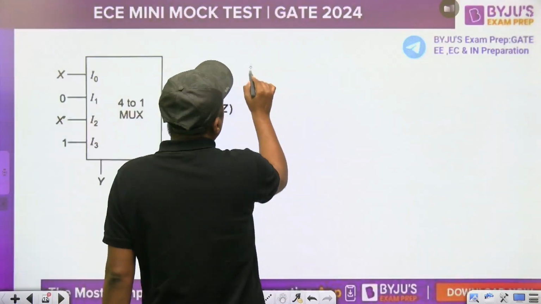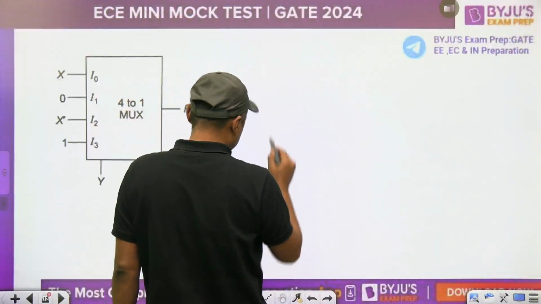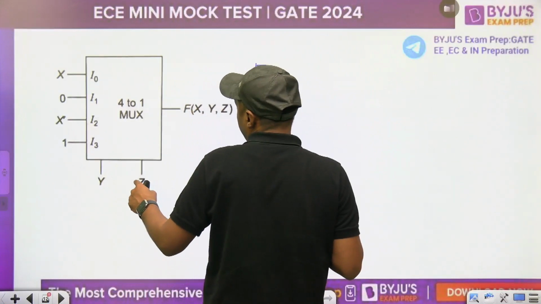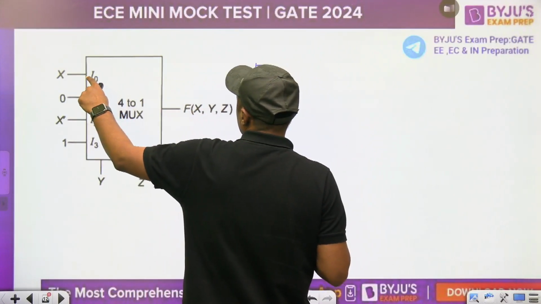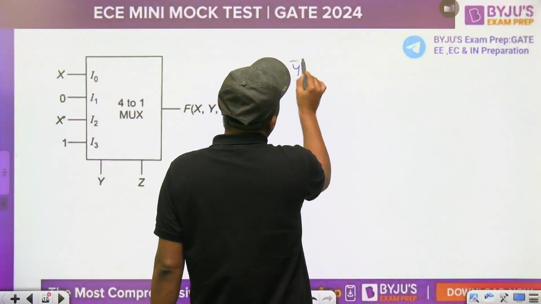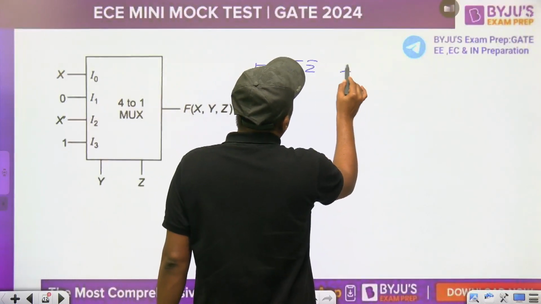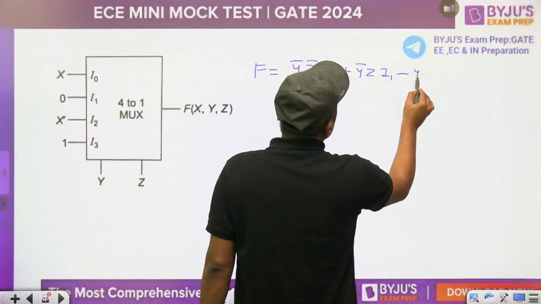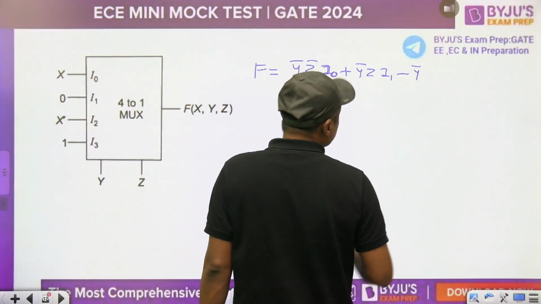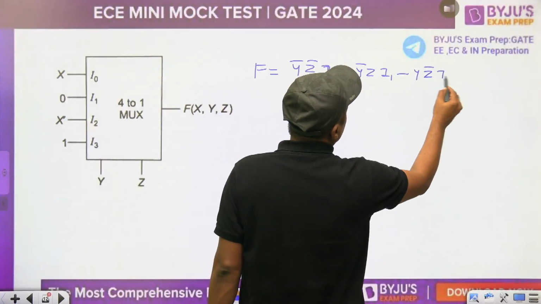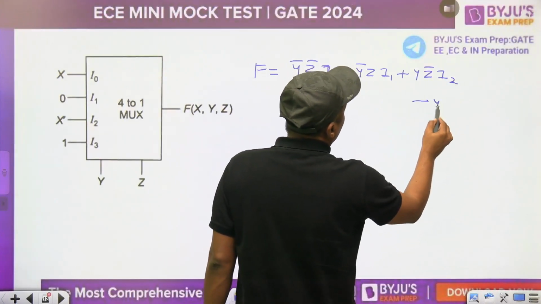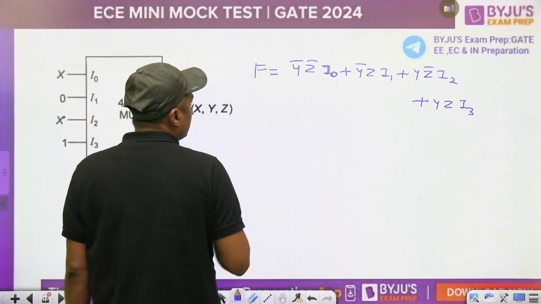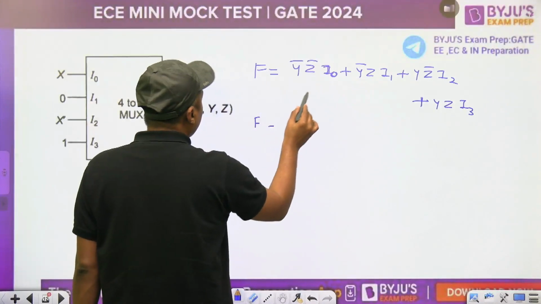X, Y, Z you can directly write. First, in the multiplexer you can directly write F is equal to Y bar, Z bar. It will select what? I naught. So we are writing Y bar, Z bar, I naught plus Y bar, Z, I1 plus Y, Z bar, I2 plus Y, Z, I3.